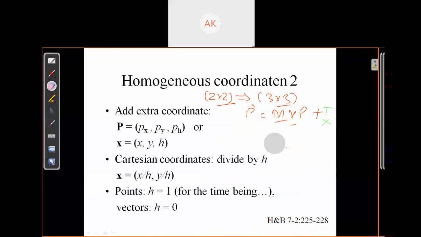But your h must always be a non-zero number. If your h is 0, your point will be infinite. When you divide any number by 0, you get infinity. So always your h should be a non-zero number. Is it clear?